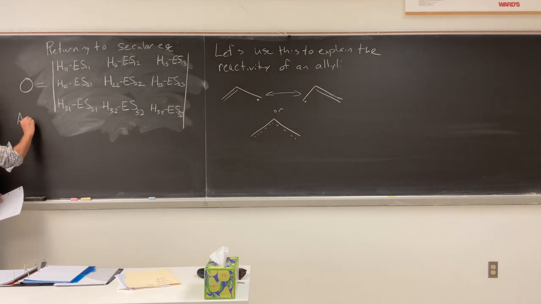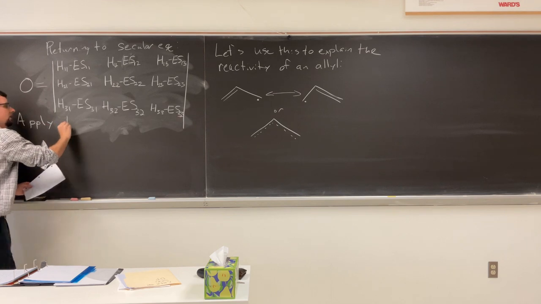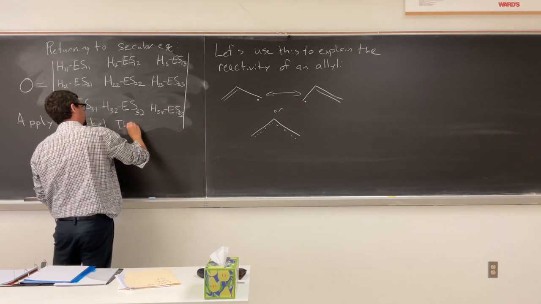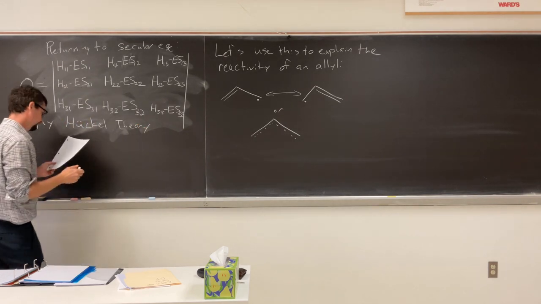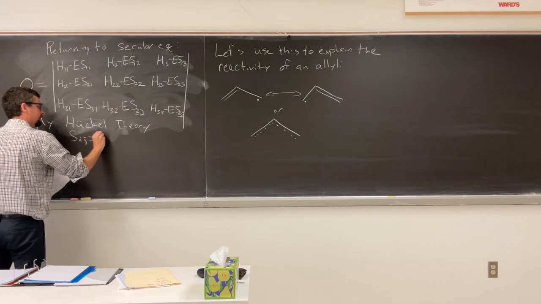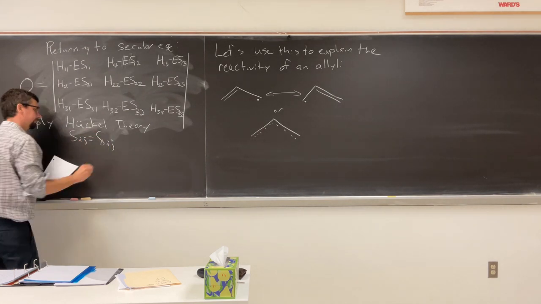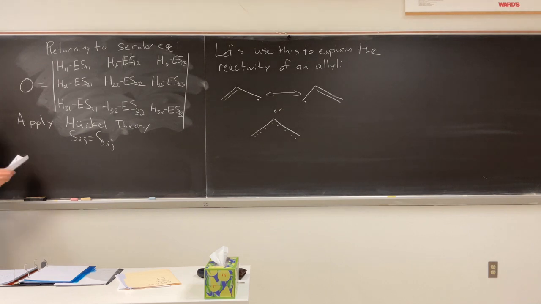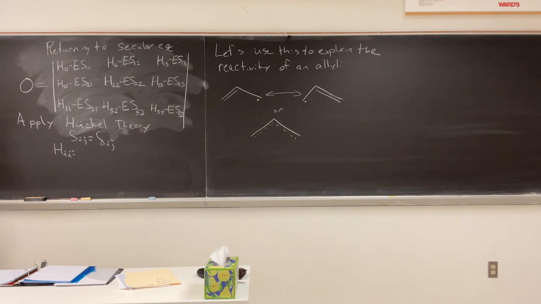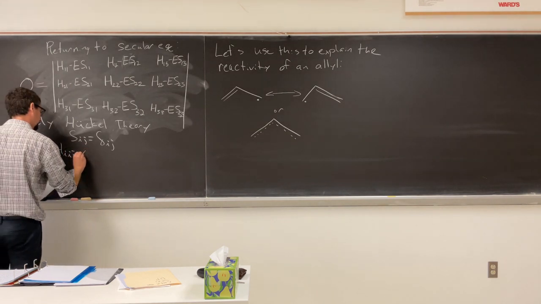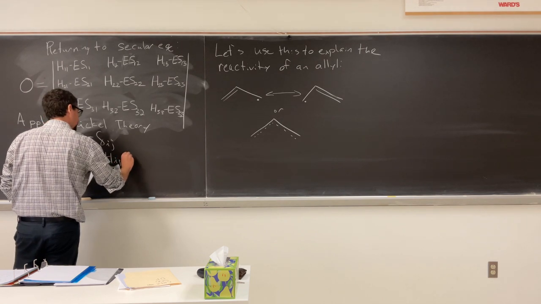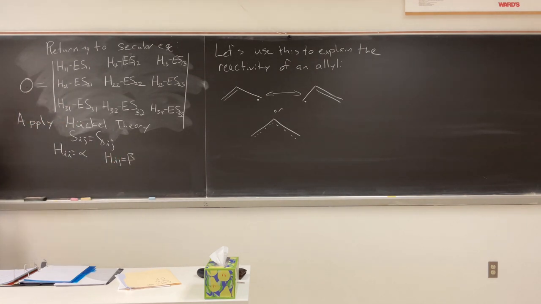Let's apply Hückel theory. Okay, so Sij, that's where it's a delta function. And then Hii was what? What did we say as a shorthand? Yep, alpha. And Hij is equal to beta.